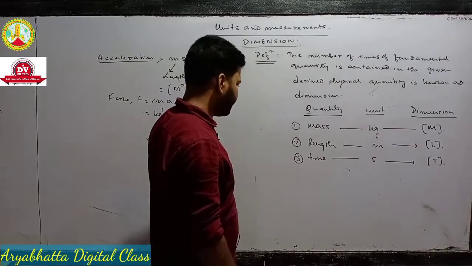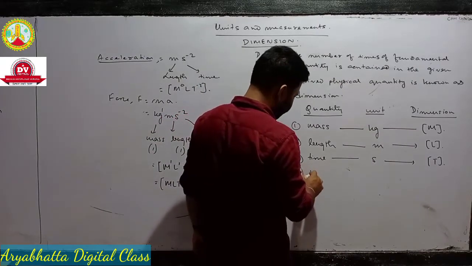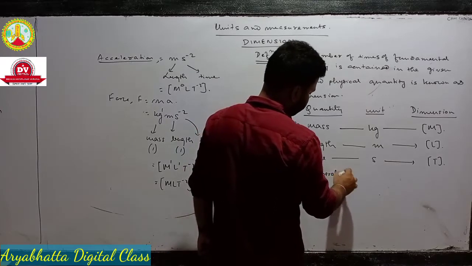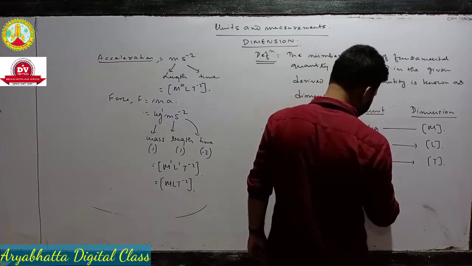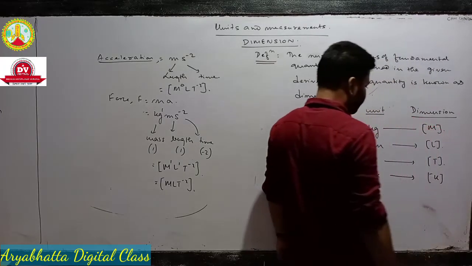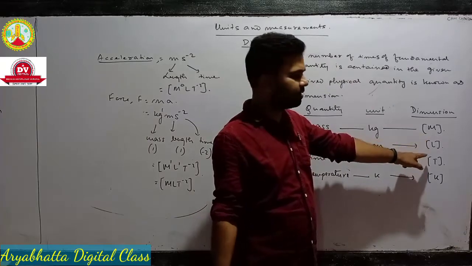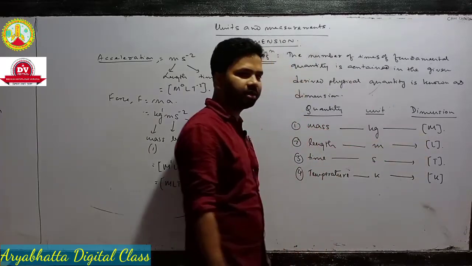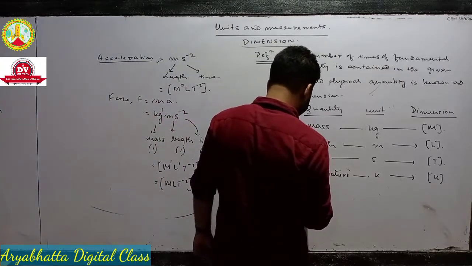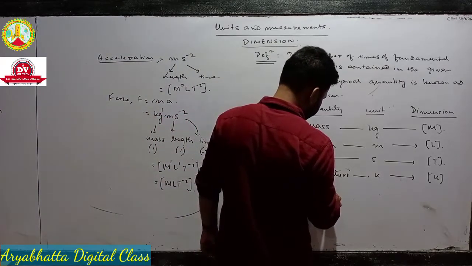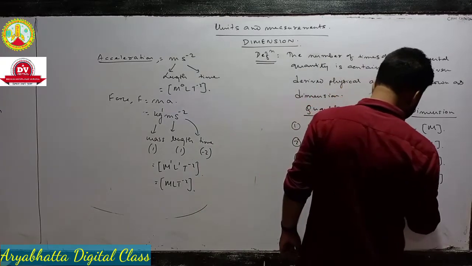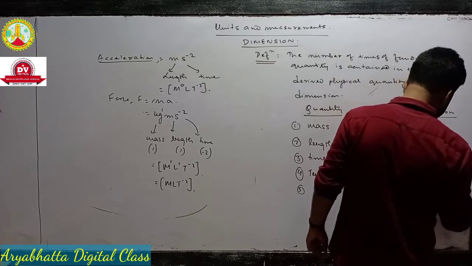Okay, number 4 is temperature. Another fundamental unit is temperature, and temperature is represented by Kelvin. The dimension is also K. Do not forget to mention the square bracket. Dimension is always mentioned within the square bracket, so remember it. Number 5 is current. What is the unit of current? Ampere. So the dimension of current is capital A.